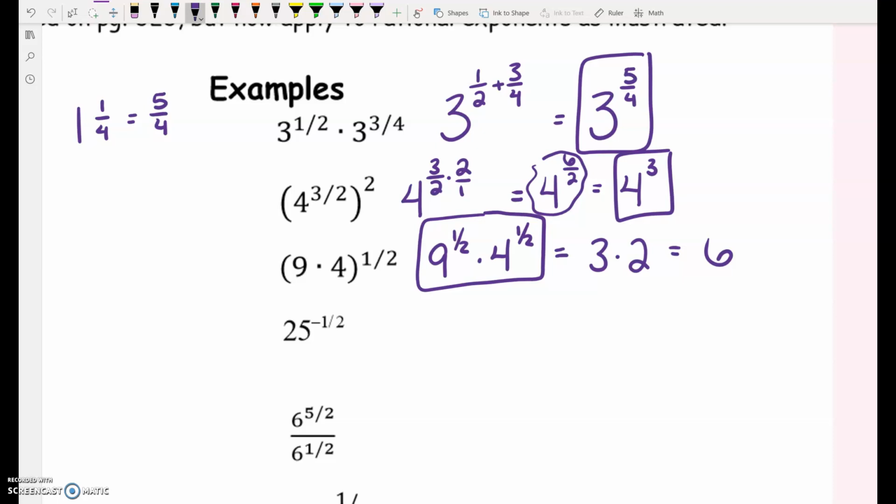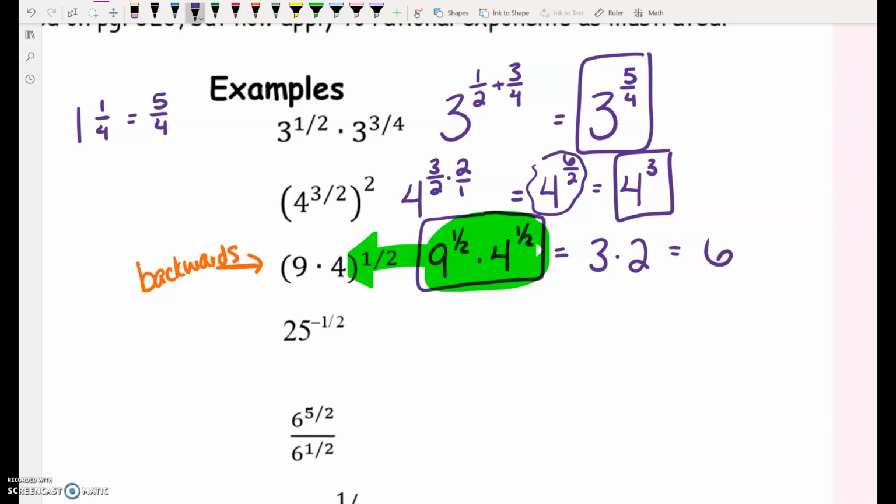The other thing is we are commonly going to use this property backwards. So we are going to see things like 9 to the 1/2 times 4 to the 1/2 and realize that the 9 and the 4 are not the same, but the exponent is the same. So we could use this property backwards to put it back into the parentheses, and then we could do the 9 times the 4. So this particular property, we are often going to use backwards.